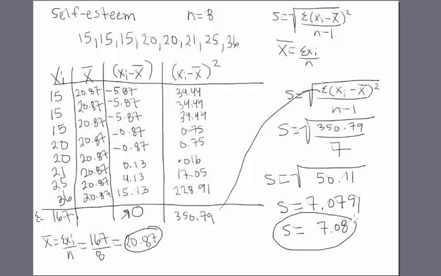So what this tells us is that on average, the participants in this distribution are about 7 self-esteem points away from the mean. And if we look at that in relationship to the mean here, that tells us that there's quite a bit of variability. That is, not everybody has the same self-esteem score.